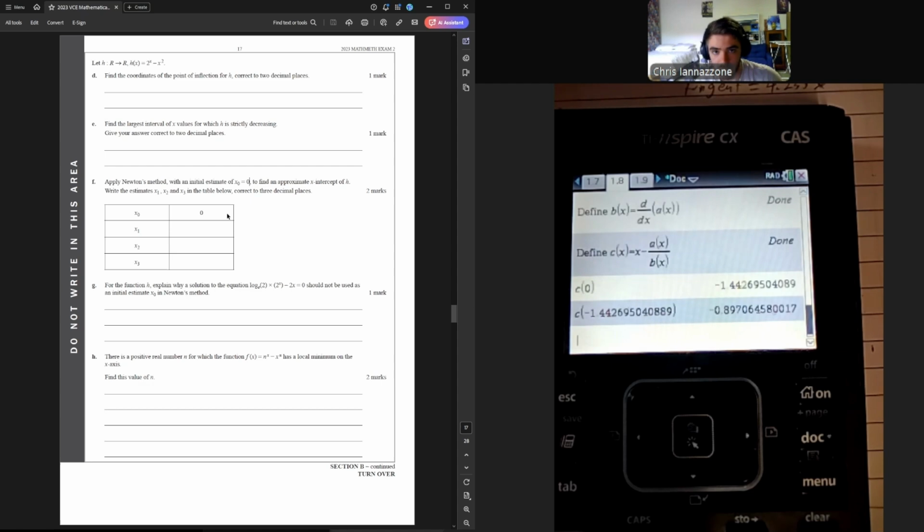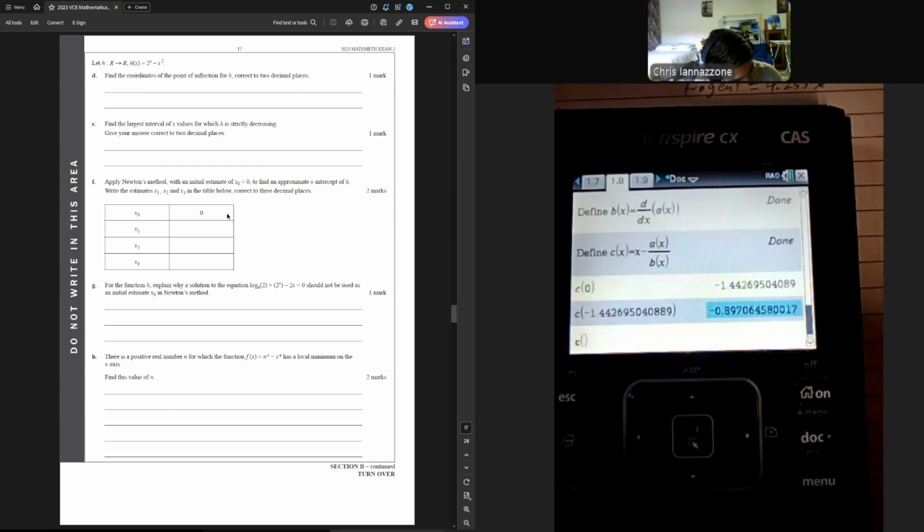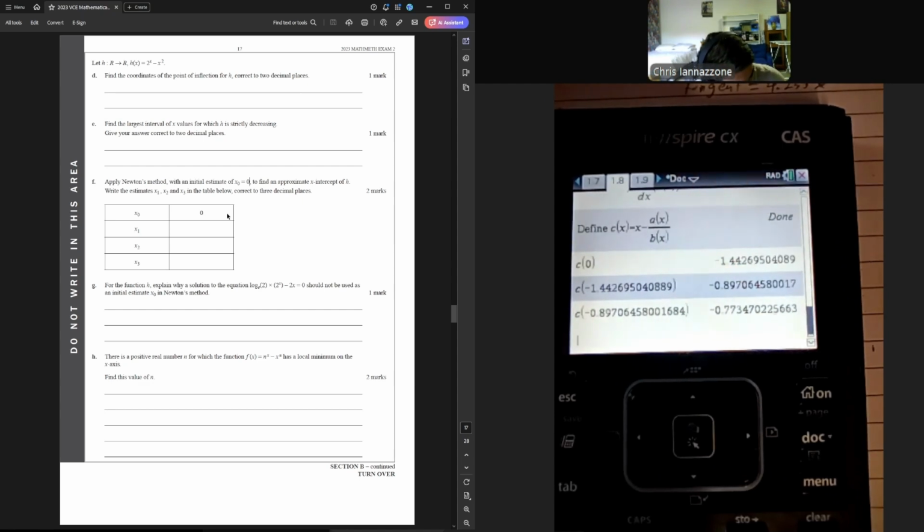So no rounding required there, it's already rounded. And then lastly, you're just going to give feed through again, negative 0.773. Again, no rounding required for that one.